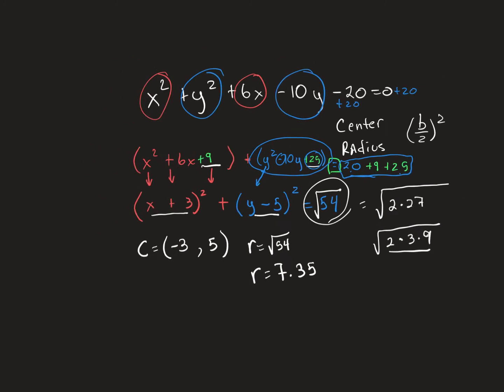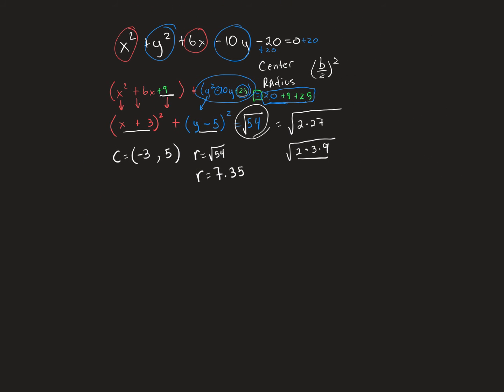And so now it wants me to graph it. So I'm going to draw a coordinate plane. Right here, there's my coordinate plane. And it says my center is the point negative 3, 5. So I go left 1, 2, 3, and up 1, 2, 3, 4, 5. So there's my center. And my radius is 7.35, which means every point on the circle is 7.35 away from the center. Okay?